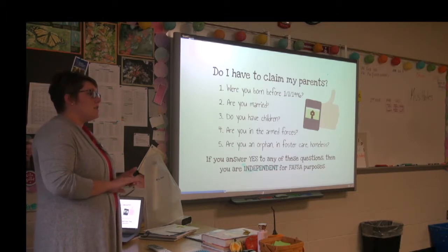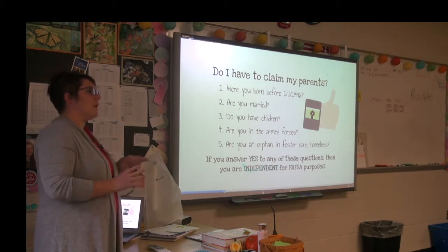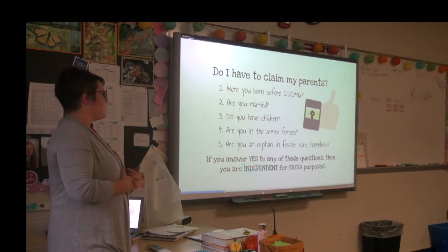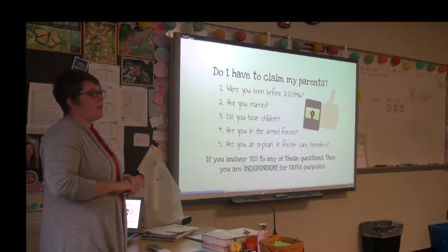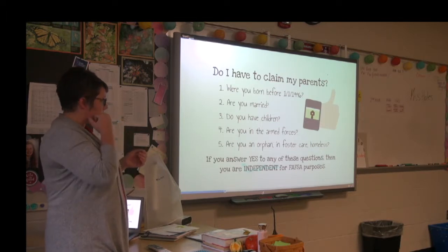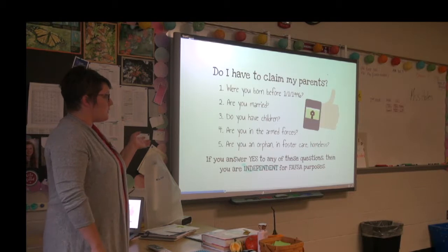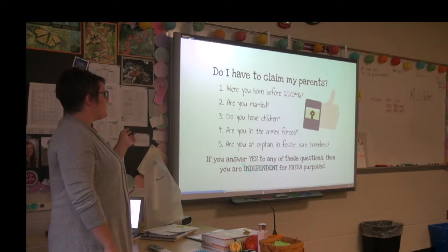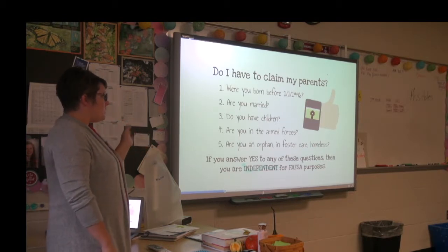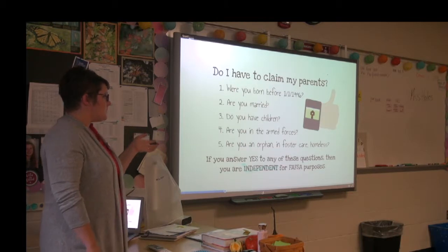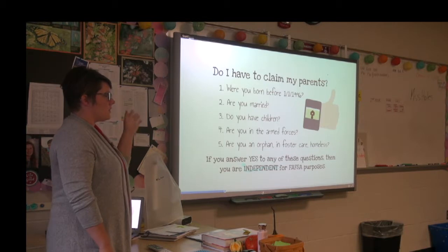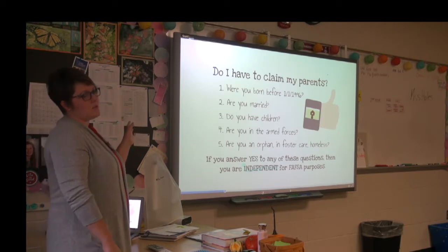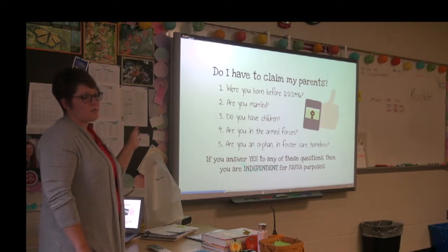If you're considered a dependent student by criteria set forth by the Department of Ed, you have to include parent information on the FAFSA. So some of the main questions are, were you born before January 1st of '96, this is for the 19-20 FAFSA? Are you married? Do you have kids? Are you in the armed forces? Are you an orphan or in foster care or homeless? There's a few others, but those are some of the main criteria used to determine dependency status.